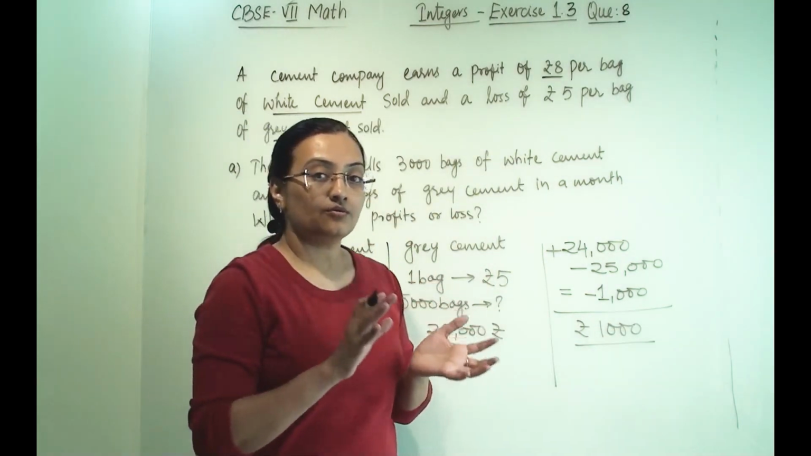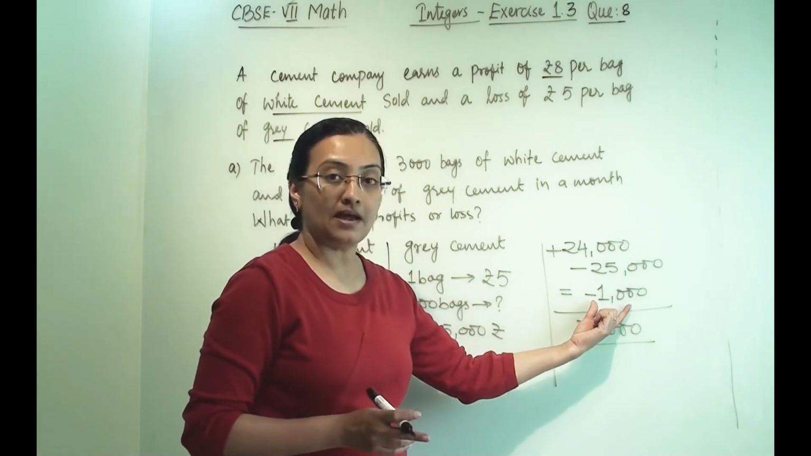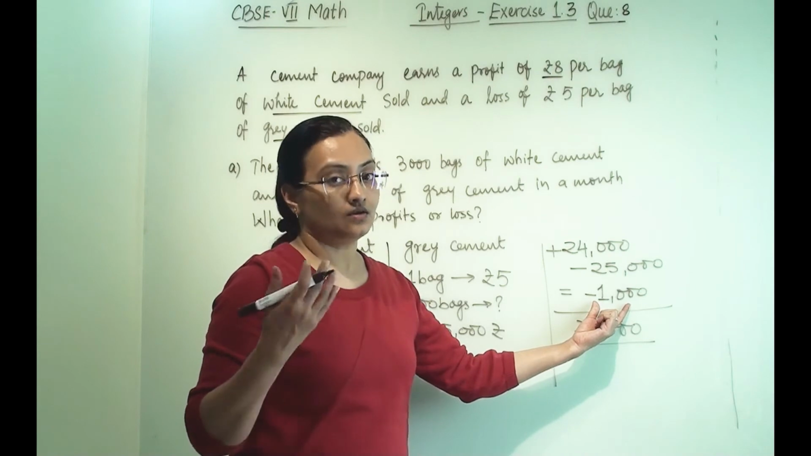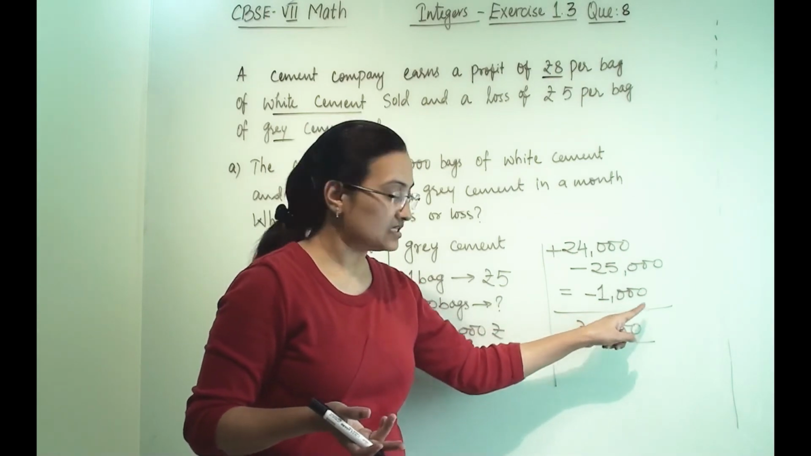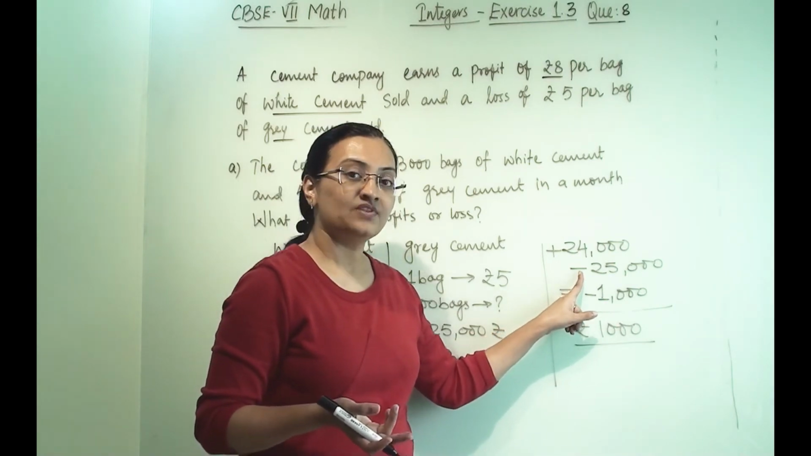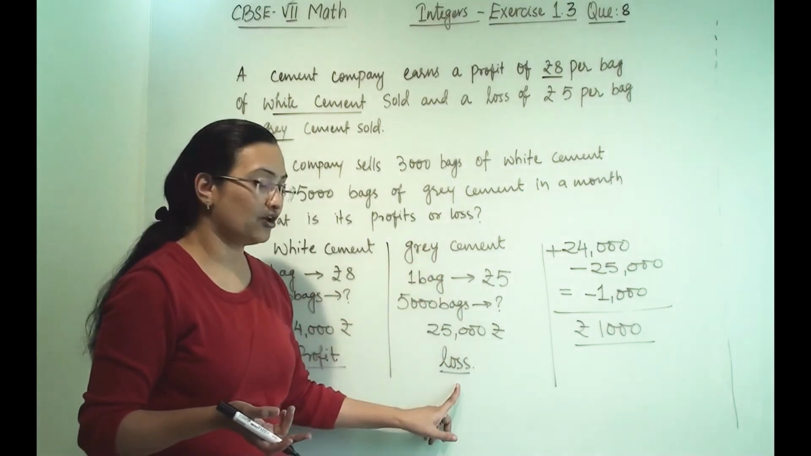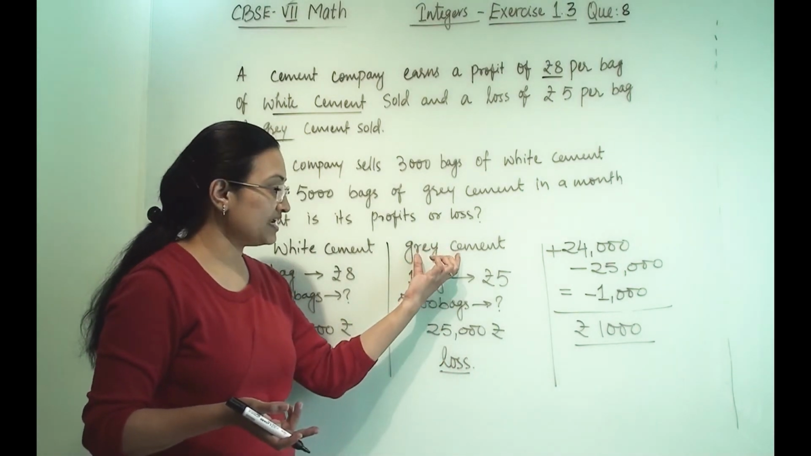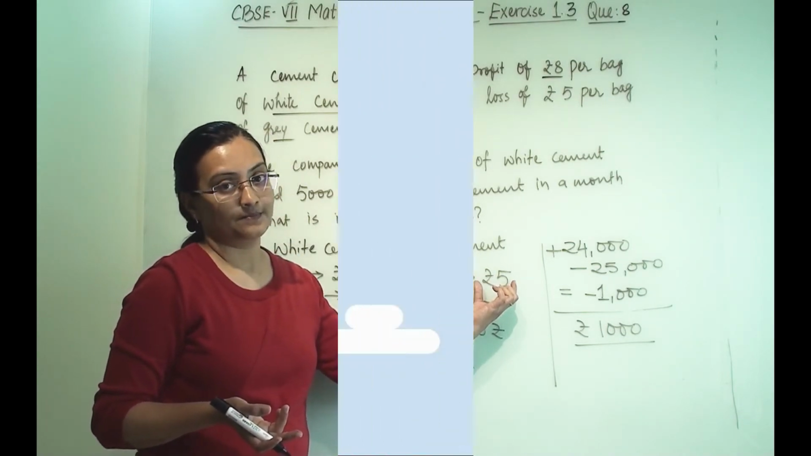So when we get the answer in minus, then it is a loss, and this suggests how many rupees. So that is 1000 rupees. Here we have added minus 25,000 because that term is derived from the loss, since from grey cement they are making a 5 rupees loss per bag.